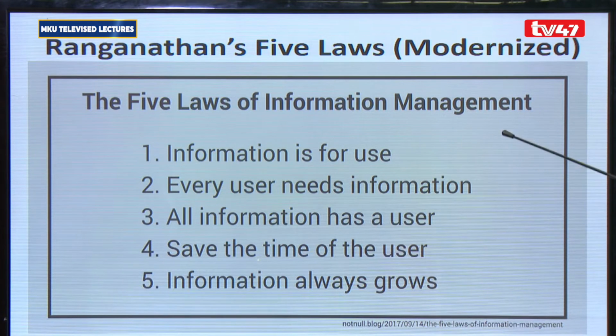The first rule becomes information is for use. The second rule becomes every user needs information. The third rule becomes all information has a user. The fourth rule is save the time of the user. And the fifth one is information always grows, or the information world is a growing organism.